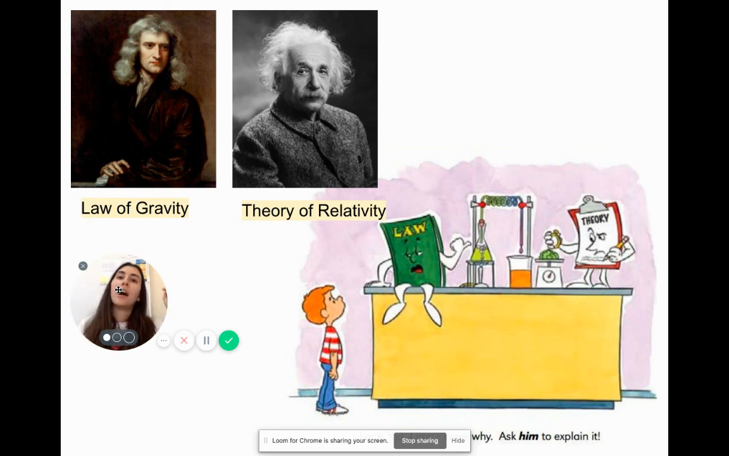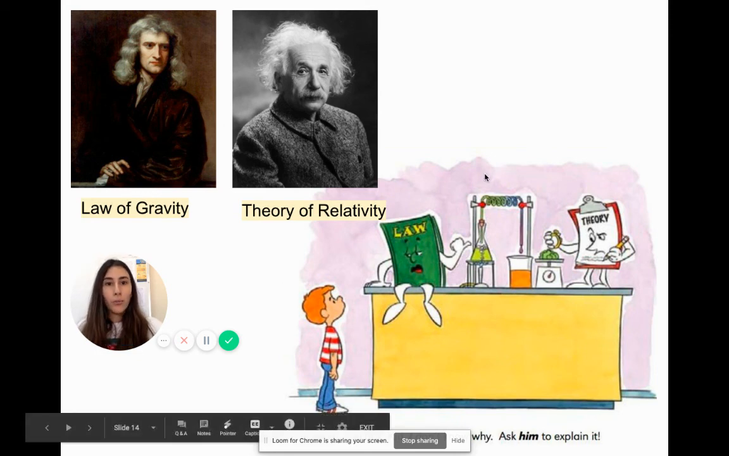On the other hand, Einstein came up with the theory of relativity that explains how gravity happens. Where does it come from? What causes gravity? So as you can see from this example, laws tell us that this thing called gravity exists. Okay, they tell us this is what's happening. It's there. Theories try to explain, why are these things there? Where do they come from? Okay, so I hope that was clear.